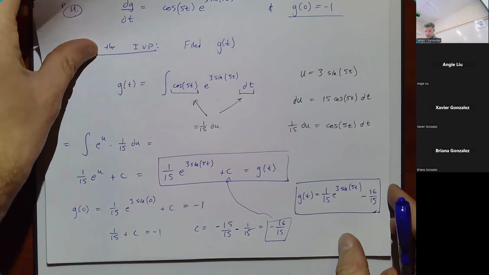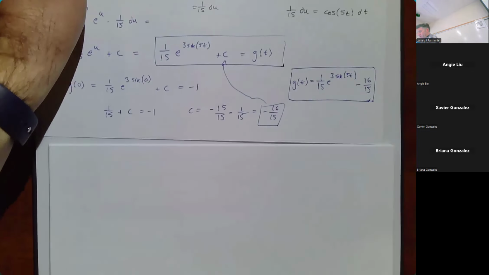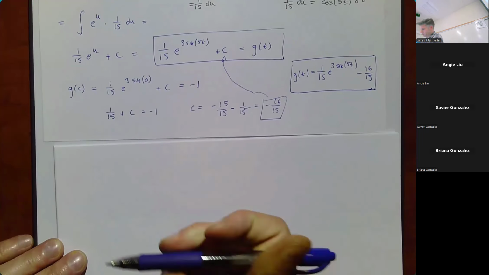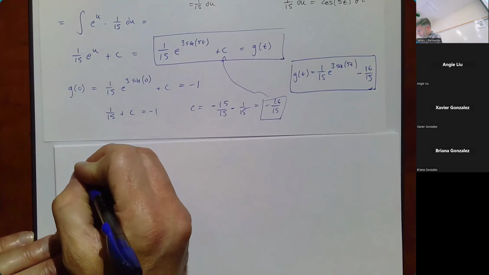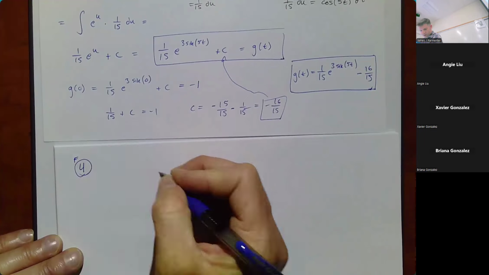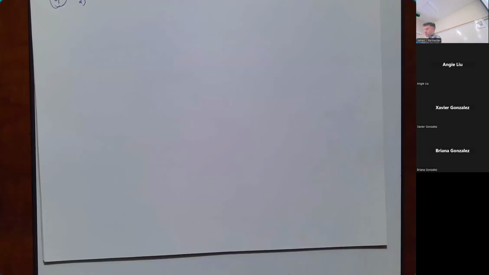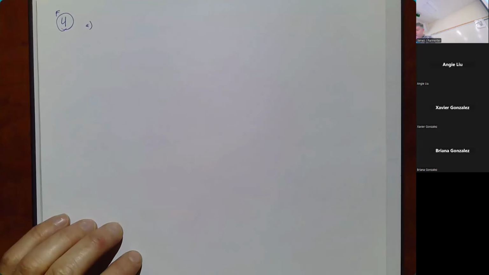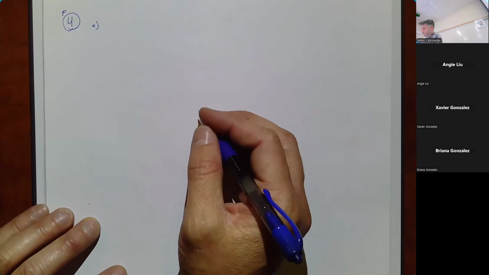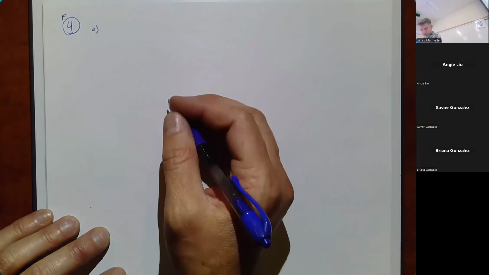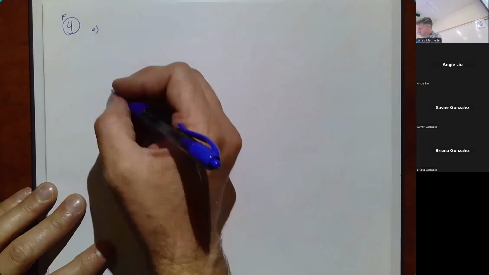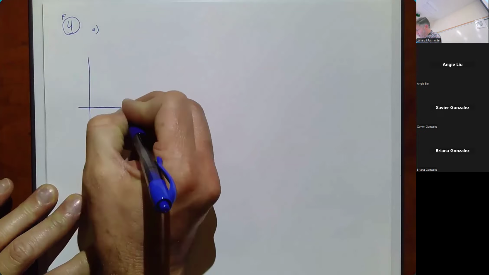All right, let's look at Fanjang problem number 4. We'll look at A first. Reiterate, if there's something you really want to see, just raise your hand, let me know. So here's problem 4 from Fanjang. Consider the region R drawn like this.